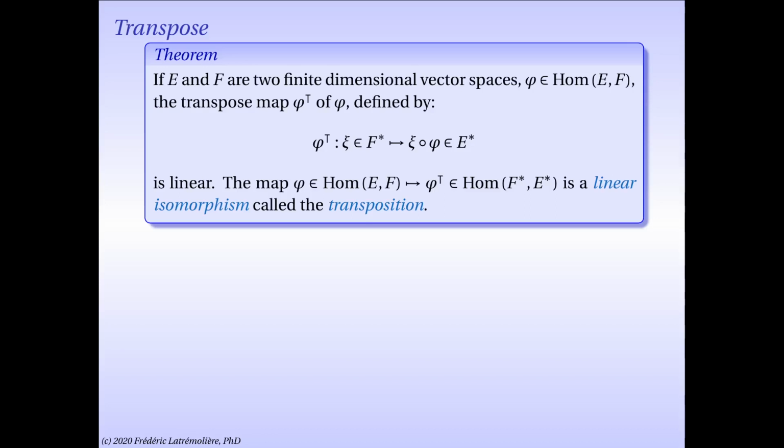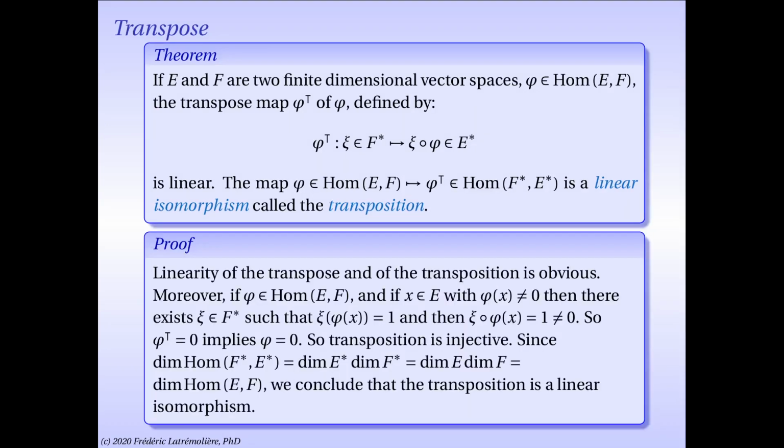And even better, the map that to a linear function phi from E to F associates its transpose from the dual of F to the dual of E is itself a linear isomorphism, which is called the transposition. So let's prove this interesting result. Again, linearity of the transpose of phi and linearity of the transposition are easy to check and follow a pattern similar to what we did for the map J between a space and its bidual.